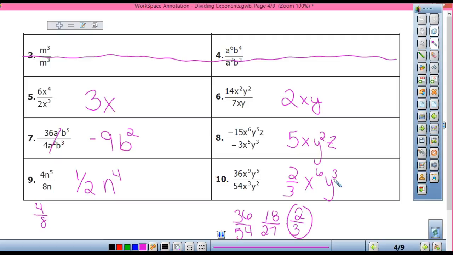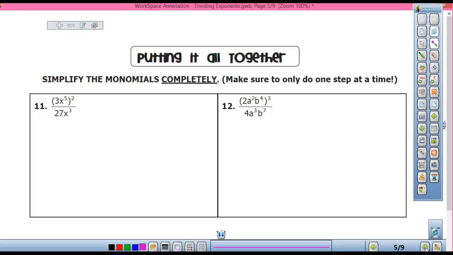Now for the fun stuff. We've multiplied. We've done power to a power. And we've divided. We're putting them all together. We've got one more rule, but that's kind of a complicated rule. When we're putting it all together, we're using all those rules.